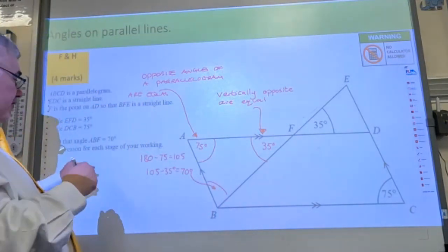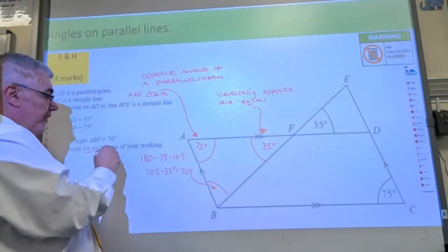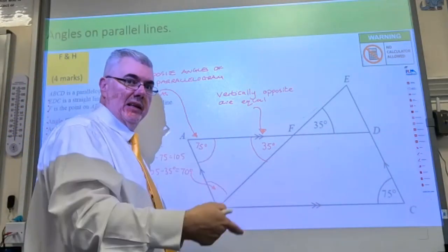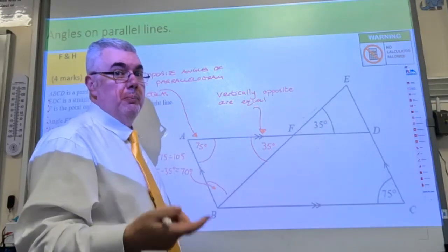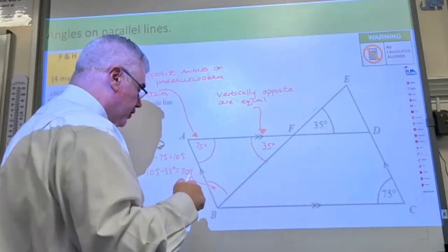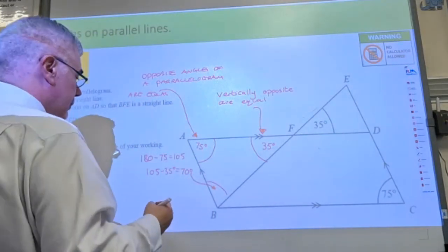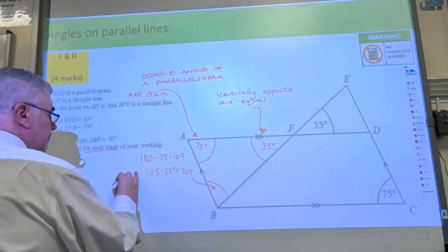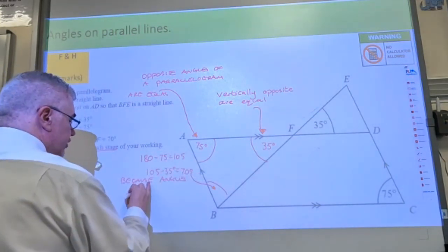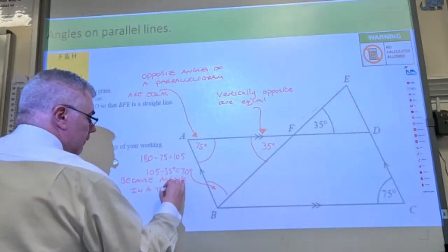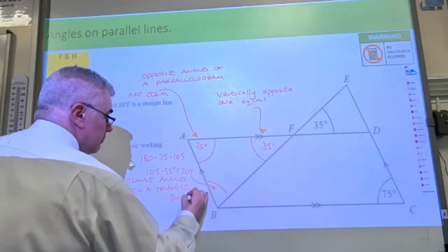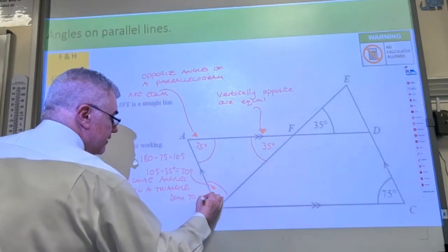It says, give a reason for each stage. And this is where people lose marks, because they think to themselves, angles in a triangle are deadly obvious. Well, they are, but we need to let the person who's marking it know that we know that's where that's come from. So we need to put a little note to that effect as well. So let's just put, because angles in a triangle sum to 180 degrees.